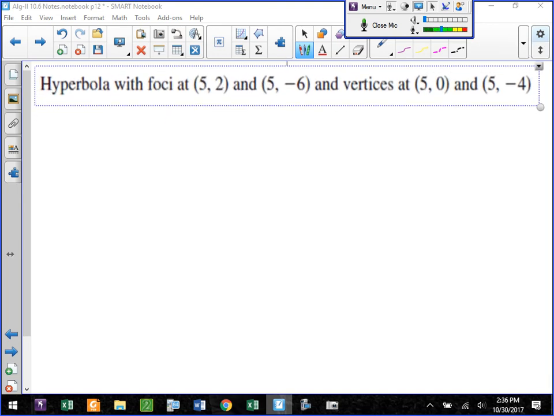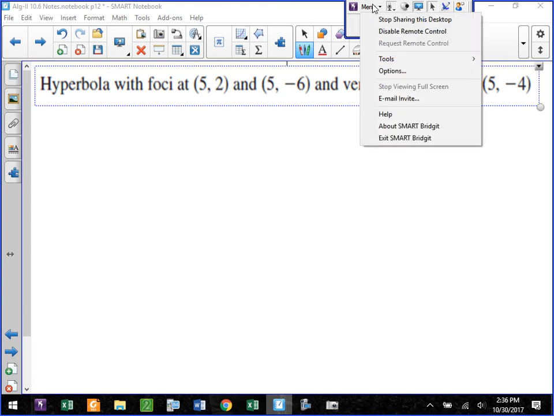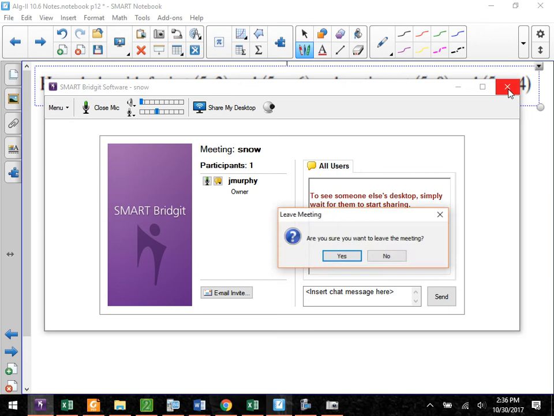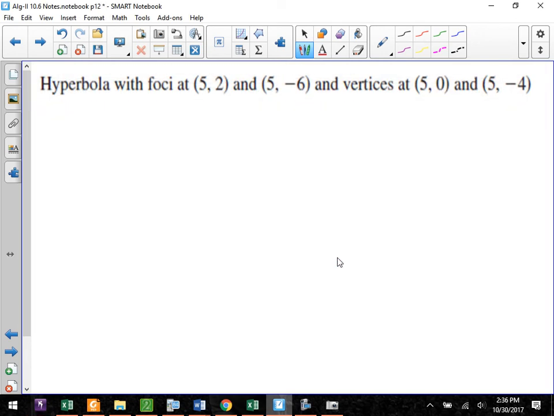Hyperbola with foci and vertices. Remember, when we're dealing with ellipses or hyperbolas, you have to have 4 sets of ordered pairs to make it work.